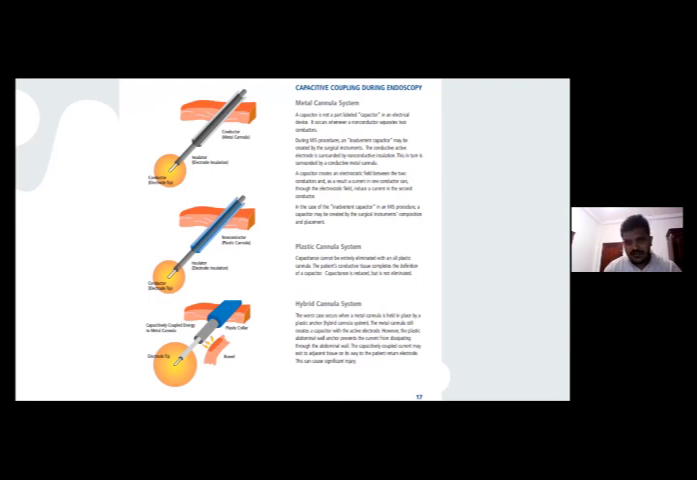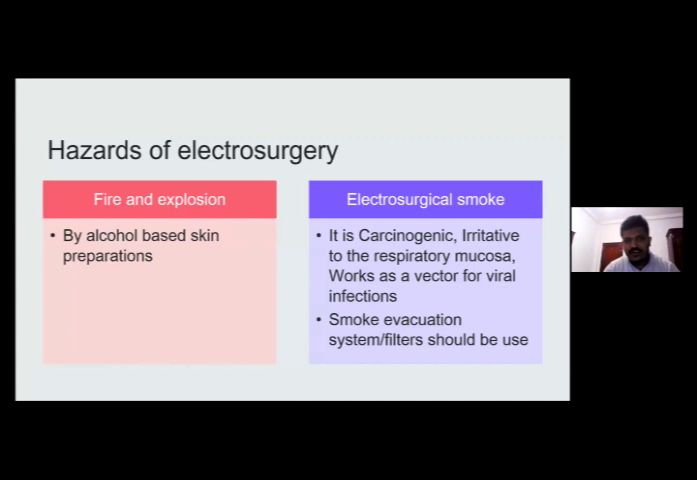So, but as shown in here, by using these plastic trocars, that won't eliminate this risk, but it will reduce the risk. But this indirect coupling is more with this hybrid cannula system with metal and plastic trocar. Other hazards include fire and explosion, especially when we use alcohol-based skin preparation, as well as electrosurgical smoke, which can be carcinogenic. Some studies show that there may be a spreading of viral infection as well. So smoke evacuation is preferred.